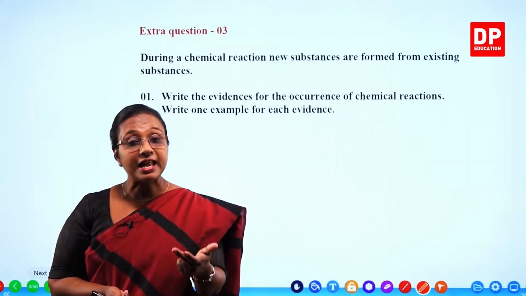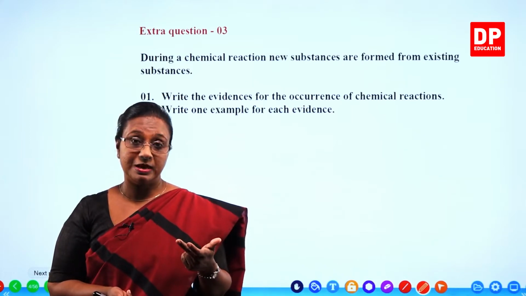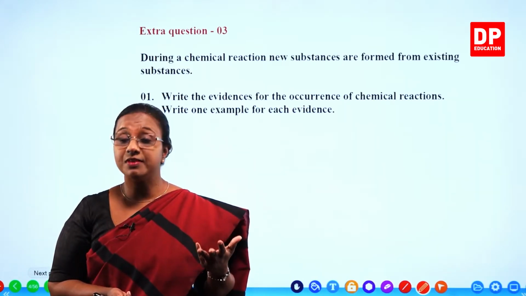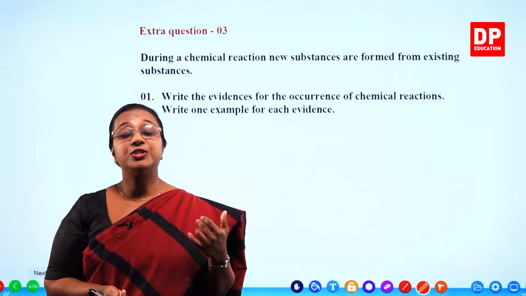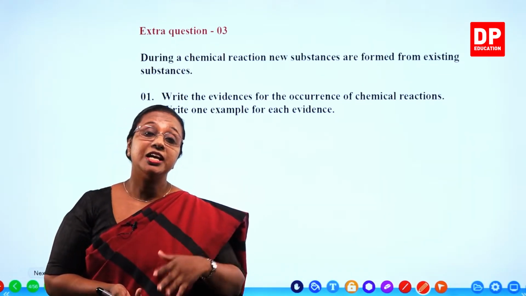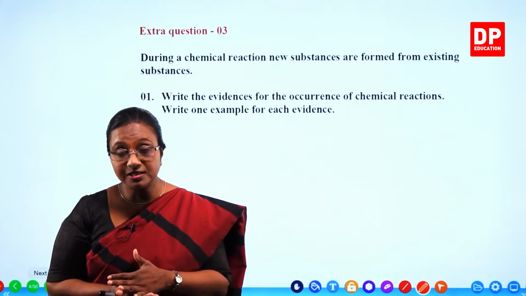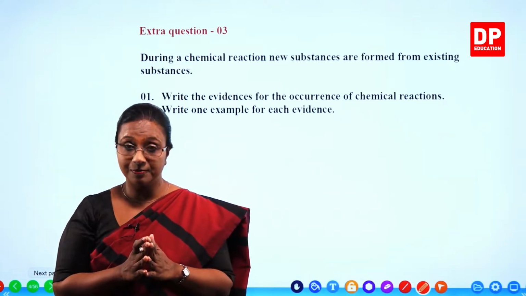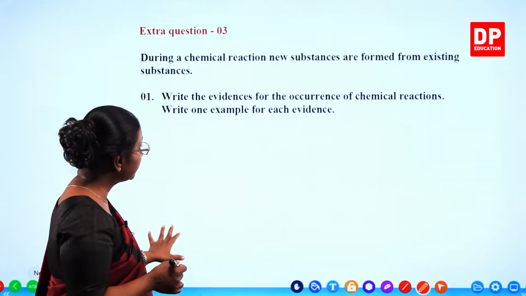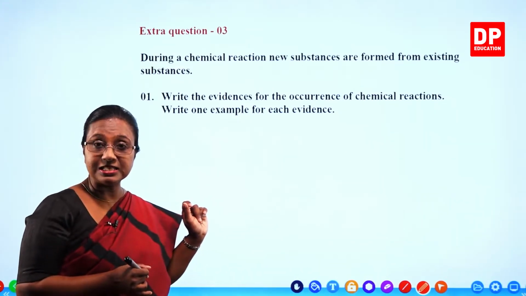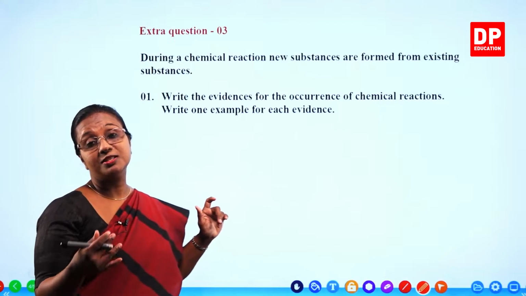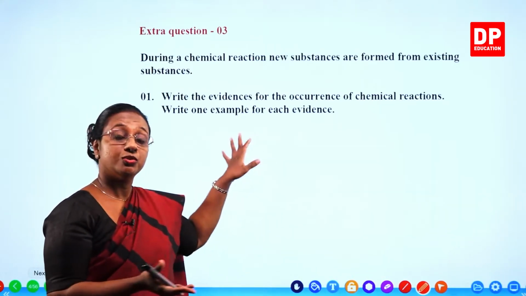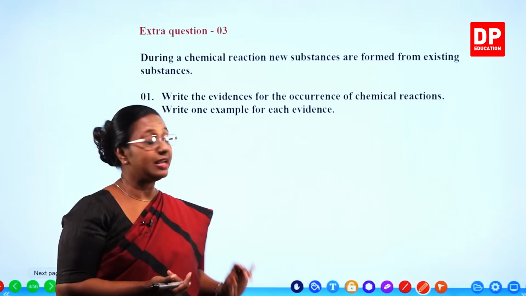Then there can be different residues remaining. There can be the liberation of gases or effervescence, and also there can be heat change, increase in temperature, decrease in temperature. So these are all changes that can take place. So you need to write down the changes. Those are the evidences. Using those evidences only, you see that there is a chemical reaction taking place. So you have to write that and give an example.